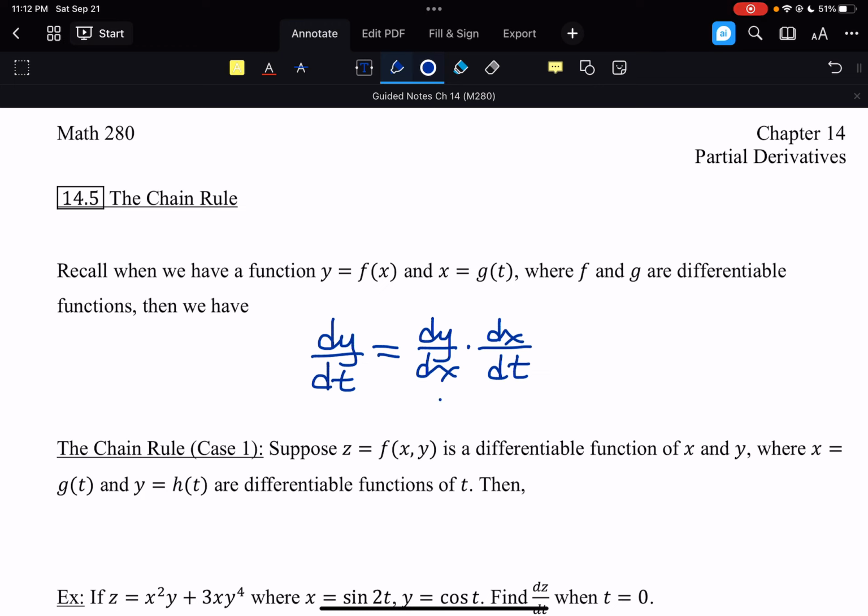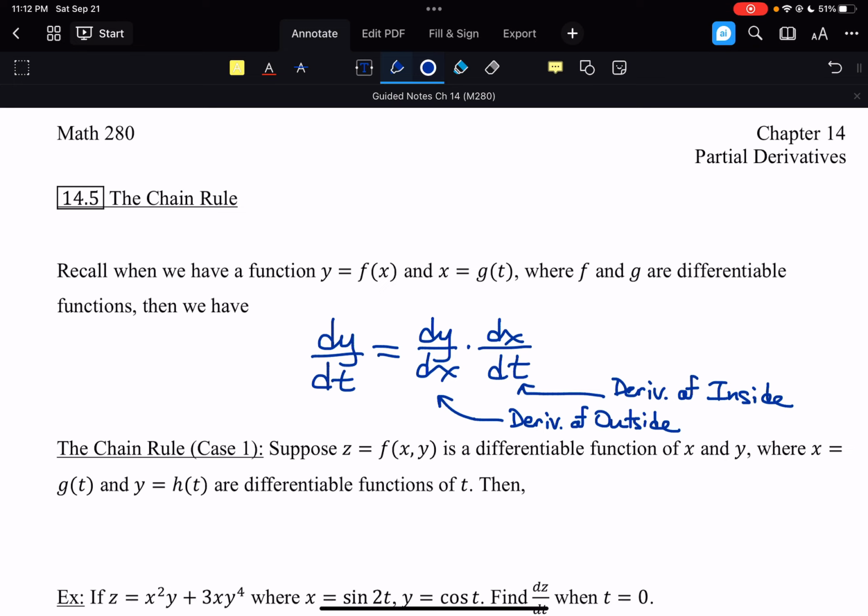If you put that in more common terminology, the dy dx would be the derivative of the outside function, and then the dx dt would be the derivative of the inside function. That was the basis of the chain rule: taking the derivative of the outside function times the derivative of the inside function.